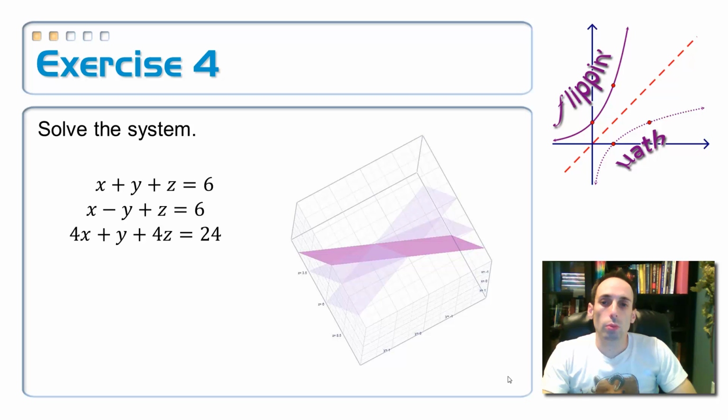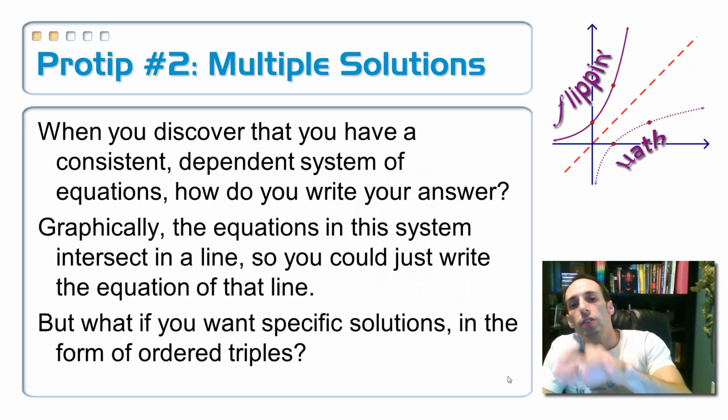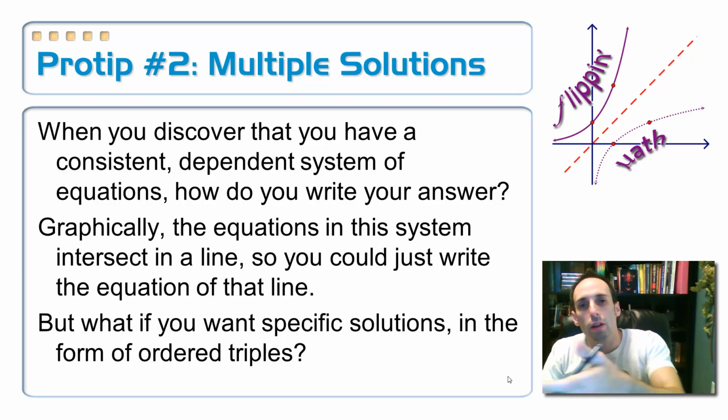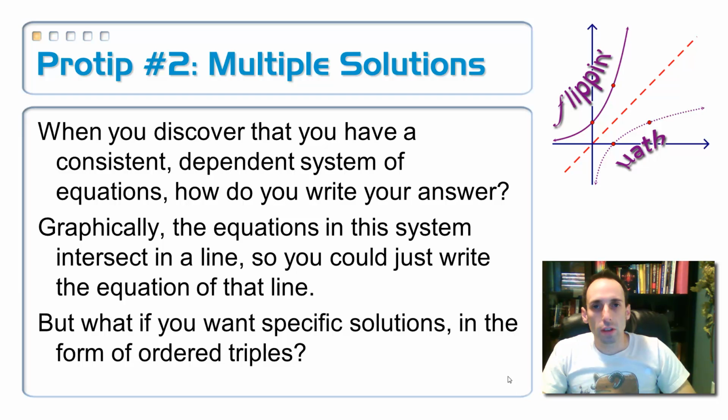But what we're going to do is write it as a generic ordered triple, so that all we have to do is plug in a number and we can get any single point on that line, any single solution to this system of equations. So when you discover that you have a consistent dependent system of equations with infinitely many solutions, how are you supposed to write your answer? We know that all of these planes intersect in a line. You could write the equation of a line, but specifically we're going to write them as an ordered triple.